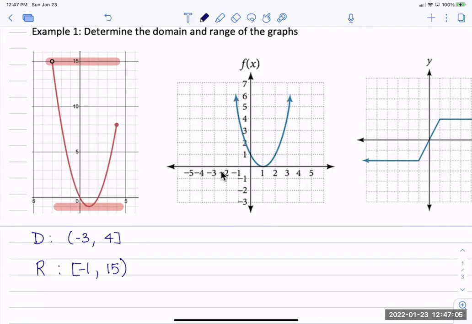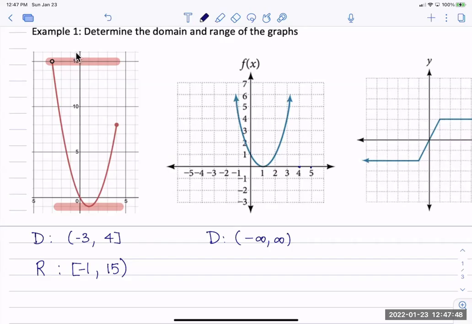On the second one, if I look from left to right, do I have an endpoint? The arrow indicates that this graph will keep going on and on. Okay, so even at 4, I can still get some value. At 5, I still get some value because the graph will keep going. Okay, so when the left and right are arrows on your curve, the domain will be all real numbers, -infinity to infinity, because it includes everything.